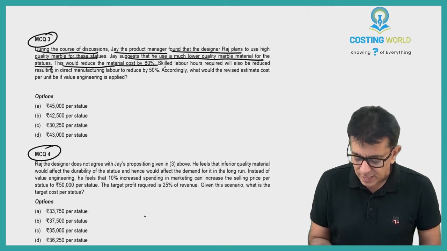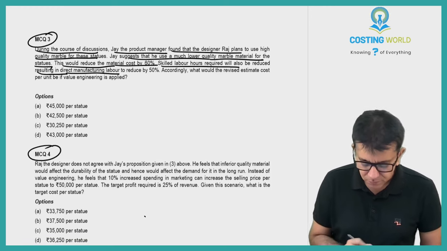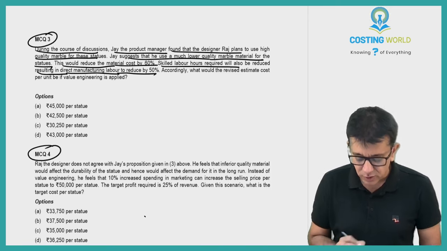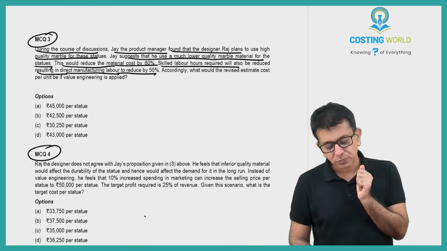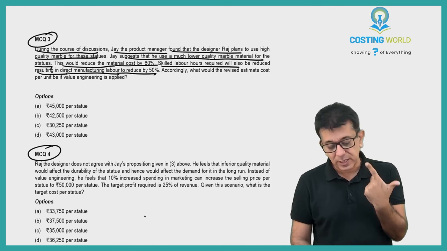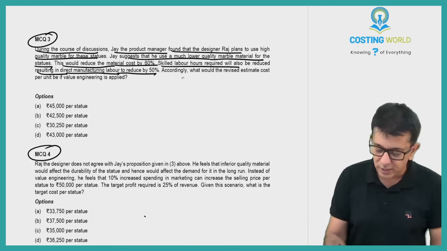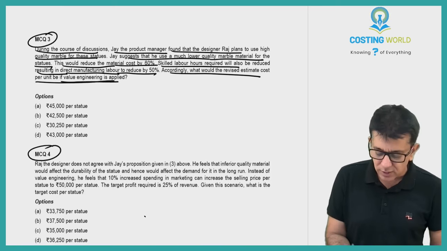Skilled labor hours required will also be reduced, resulting in direct manufacturing labor cost falling by 50%. So if they use that cheaper material, two things will happen. Material cost will reduce by 60%, labor cost will reduce by 50%. Accordingly, what will be the revised estimate per unit if value engineering is applied?